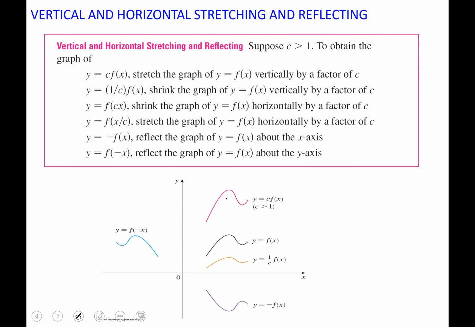Now we have some vertical and horizontal stretching and reflecting. That's when we multiply by the factor c, and if c is greater than 1, the function will be a little bit higher, because each value will be bigger. This will give me a little bit smaller values. This will shrink horizontally. This will be stretched horizontally. And it's also important to know the reflection about the x and the y-axis.